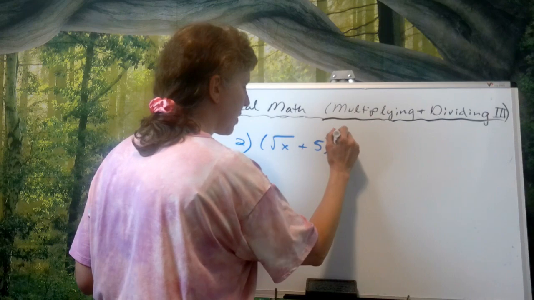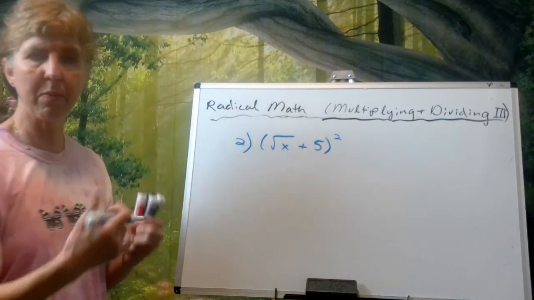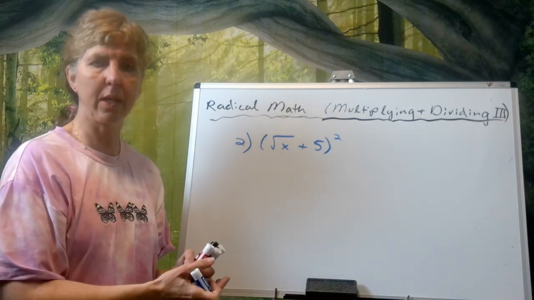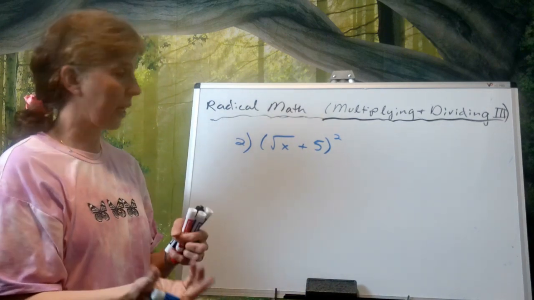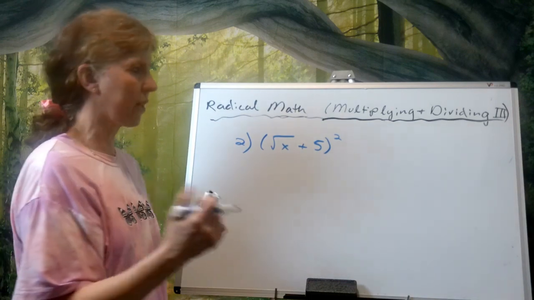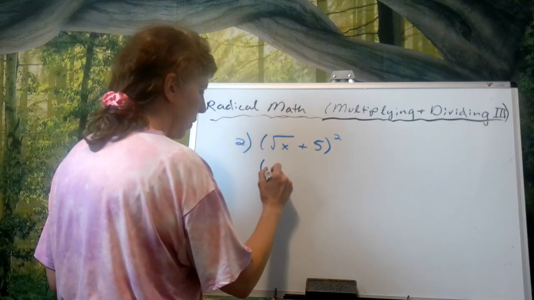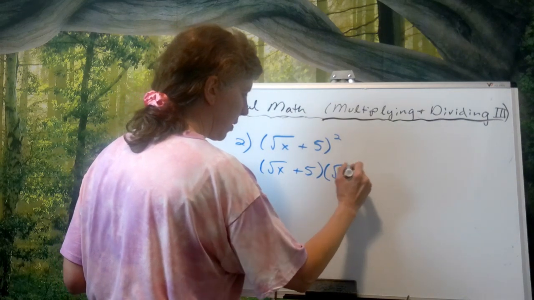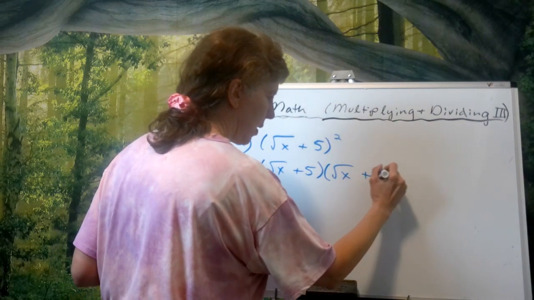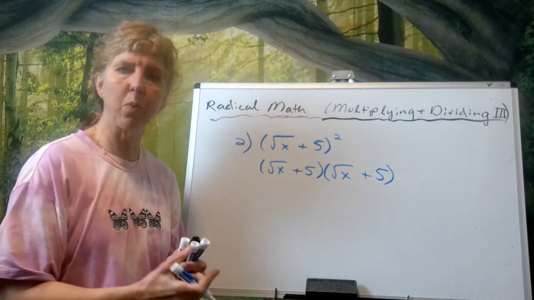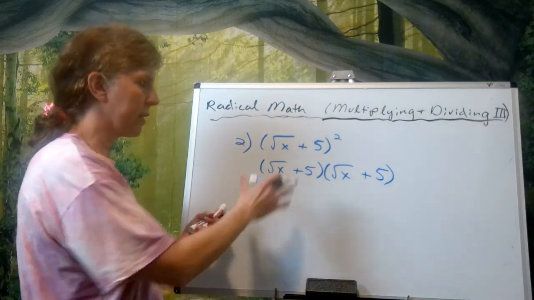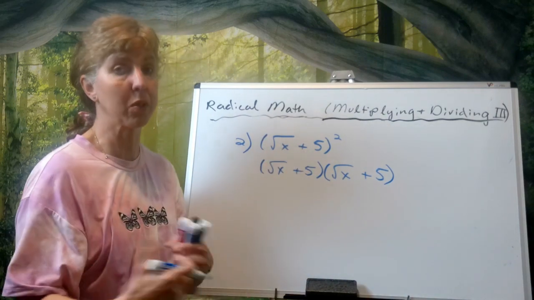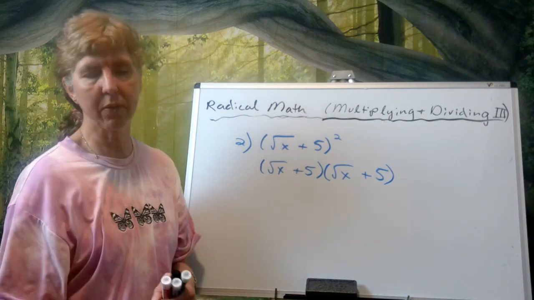So if I take this and square it, the temptation is to just square this and square that, and so you would end up with x plus 25. That's not correct. So do that extra step that I reminded you about in the other video: rewrite what squared means. That is, a squared means take the number times itself, or in this case, the binomial times itself. Now you have to FOIL it out.